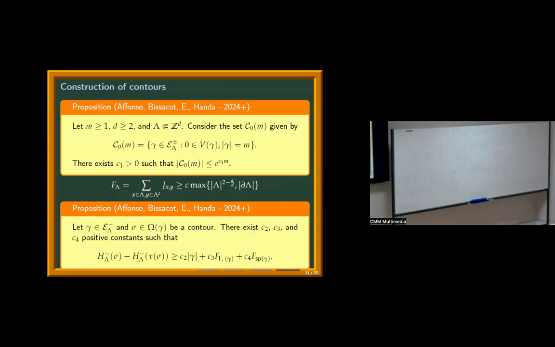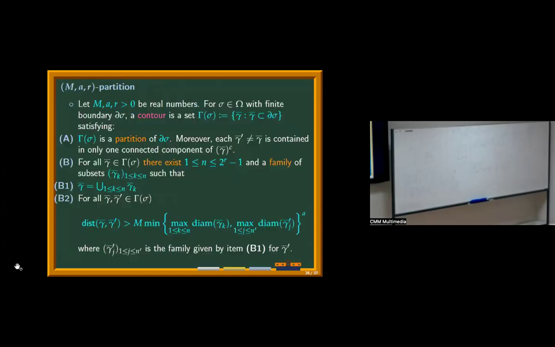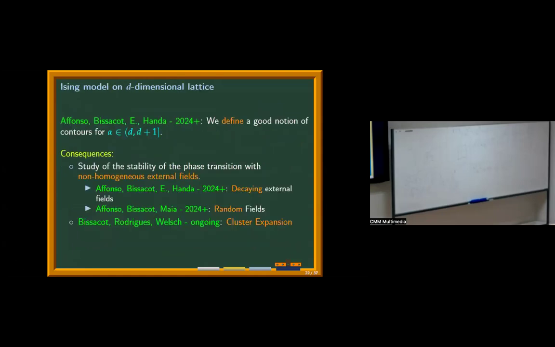I have another question. Can you go back to the slide where you showed all the things that you're working on now with the contours? I think this one. You expect to be able to show all this, exponential mixing and so on, using contours? Yes. Once we have contours, we expect that most of the work that is contour dependent, we believe it might be possible to get the same conclusion.